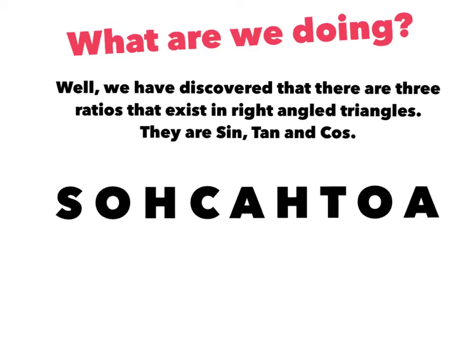Okay, what are we doing today? Well, we've already discovered that there are three ratios that exist in right-angled triangles. They are sin or sine, tan, and cos. There are nicknames for them: sin, tan, and cos. And those ratios exist with different sides of our triangle. So, how do we remember that?